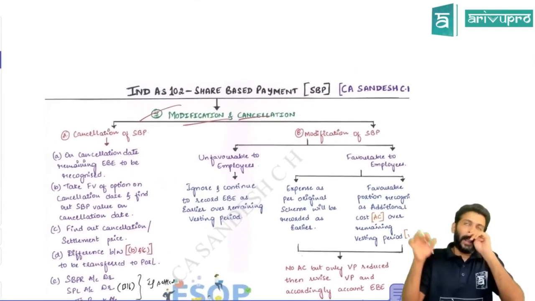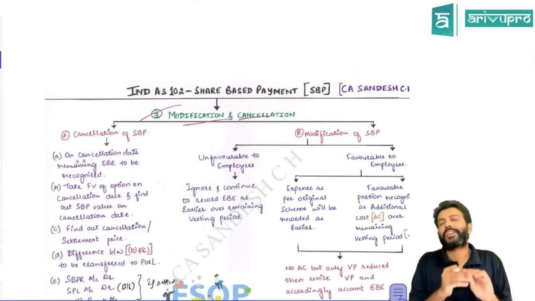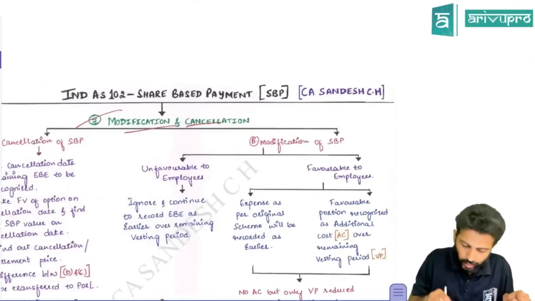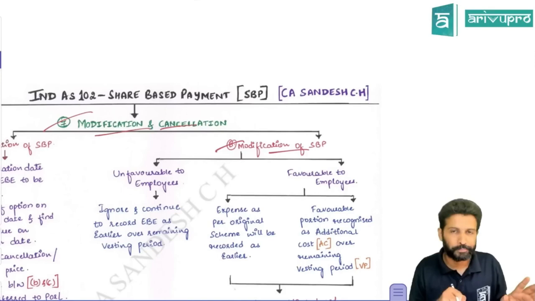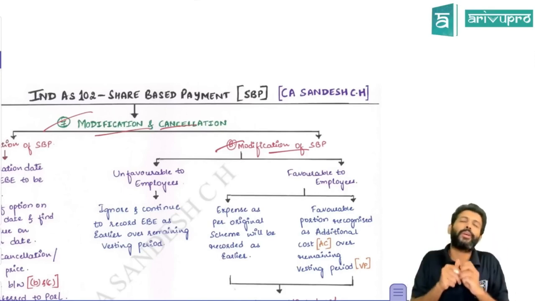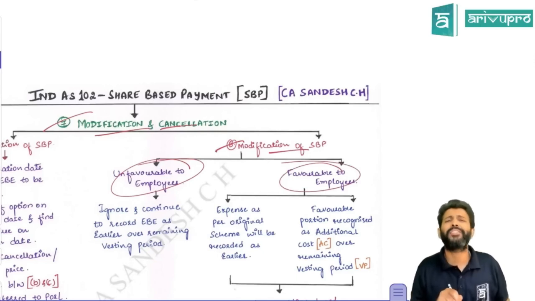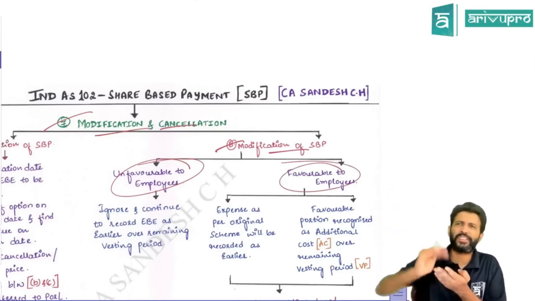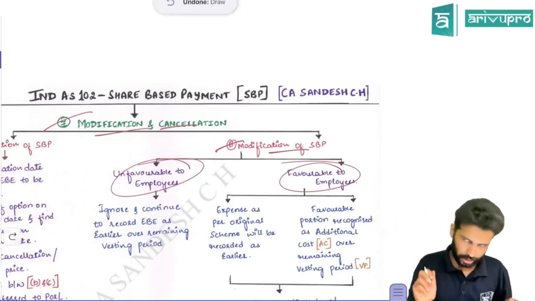Now coming back to this particular example, modification and cancellation. Can a share-based plan be modified or cancelled? Yes. First, let's look at modification. Let's say the share-based plan has been modified. First you need to check whether the modification is unfavorable to employees or favorable to employees. Unfavorable means an increase in the vesting period, for example from 5 years you increase the vesting period. If you're doing that, it's an unfavorable modification.